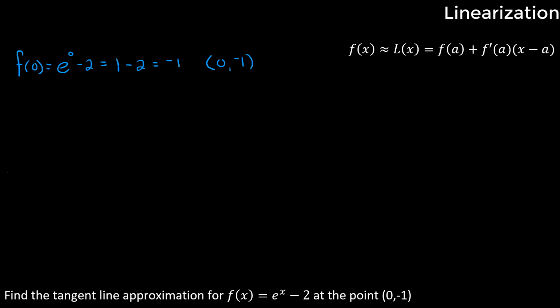To find the slope evaluated at 0, we can just take the derivative of f of x and then evaluate it at 0. So we have f prime of x is equal to, well, the derivative of e to the x is just e to the x. And then the derivative of -2, that's just 0, so we're good. Now we're going to go ahead and evaluate the derivative at 0 to get our slope. And so f prime at 0 is e to the 0, which just equals 1. And so if we're writing the equation for that tangent line, our slope is 1.